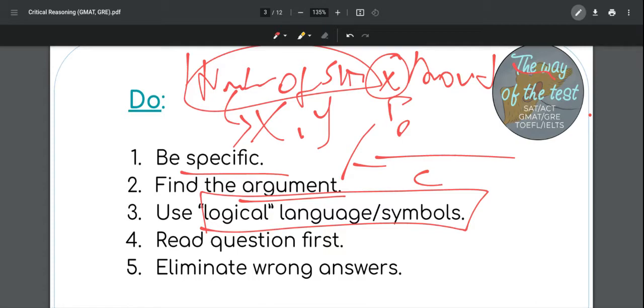Okay, the fourth thing you want to do is read the question first. This way you can locate what type of question you're dealing with.